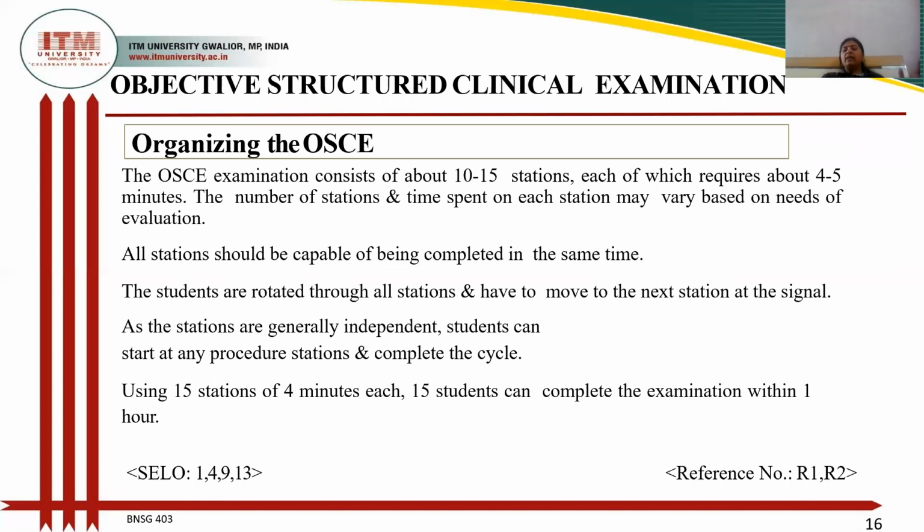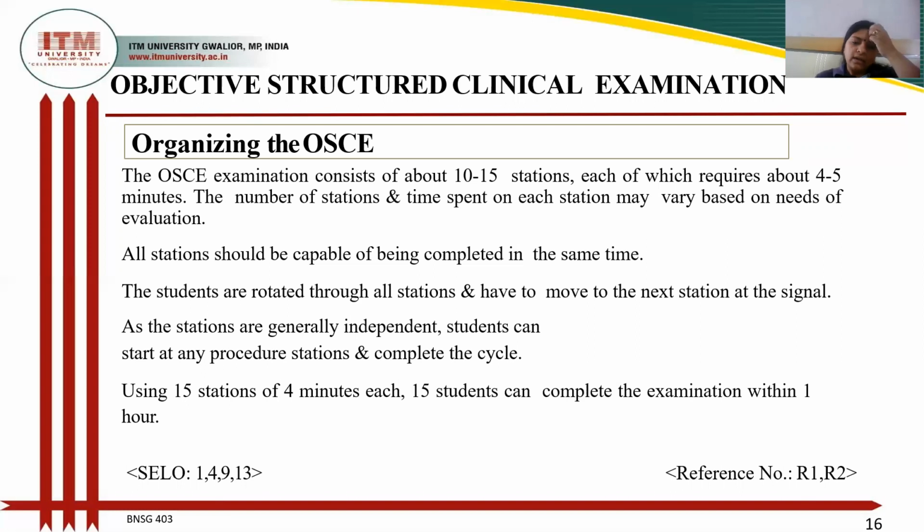Once the student has completed a station, he will move towards the next station. All stations should be capable of being completed in the same time. We have to plan in such a way that all the 10 to 15 stations are completed in the same time period. The students are rotated through all the stations and move to the next station at the signal. There will be a bell, and after that bell, the student immediately has to move to the next station to perform that particular procedure.